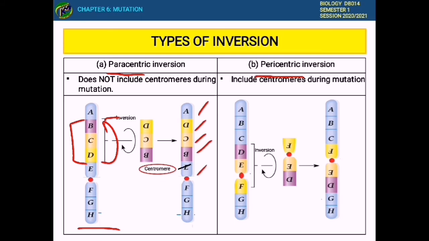Okay, but for pericentric, it occurs including the centromere during mutation. So here we have our centromere. The inversion will cross the centromere. After inversion occurs, the portion of inversion involving D, E, F, so F will go up across the centromere. So it will become A, B, C, F, E, D. Okay, that one is for inversion.